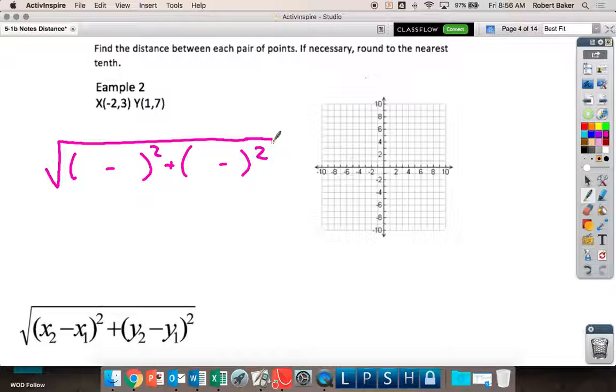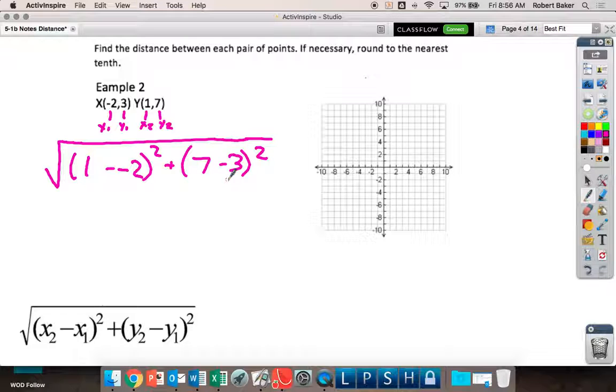1. Oh God, 13, 9, unicorns, toothpaste, right? x1, y1, x2, y2. So x2, our second x coordinate, is 1. Our first x coordinate is -2. Our second y coordinate is 7. Our first y coordinate is 3.